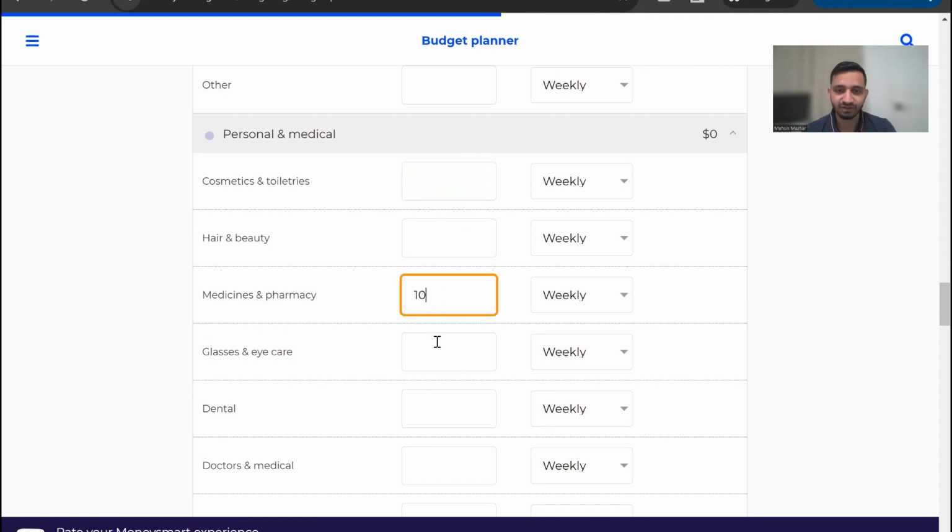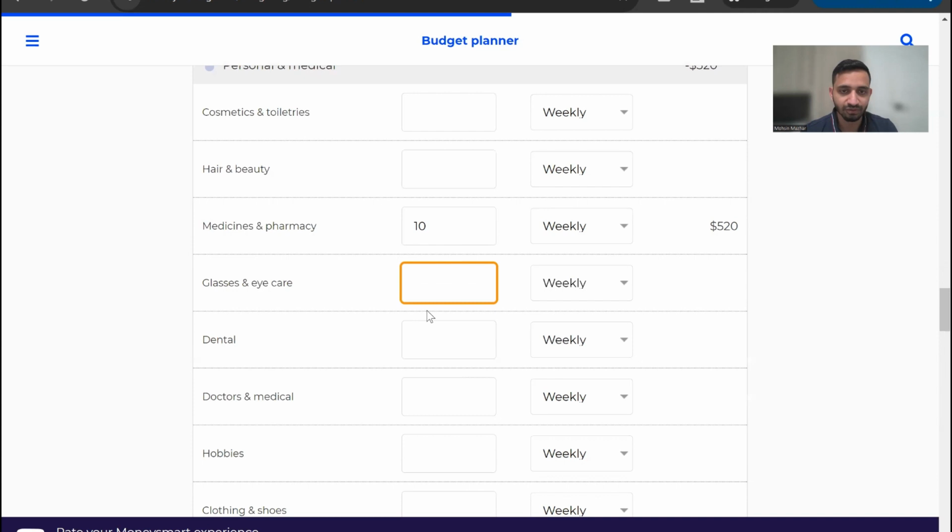I would say about $10. It comes to about 520 a year, because you might get sick every now and then, and you might have to spend money on your medicine. I'd say about 500 a year. You should keep that kind of budget for your medicines as well.